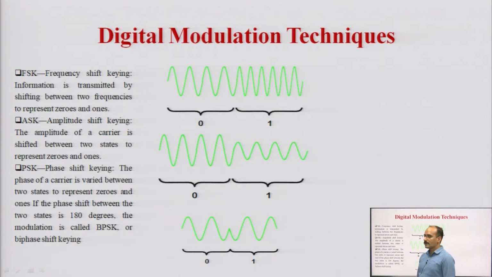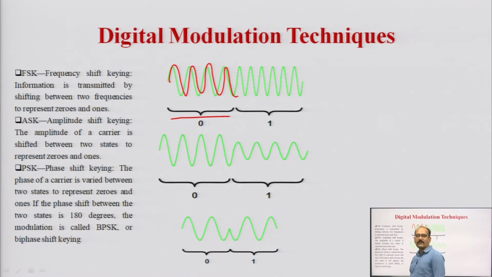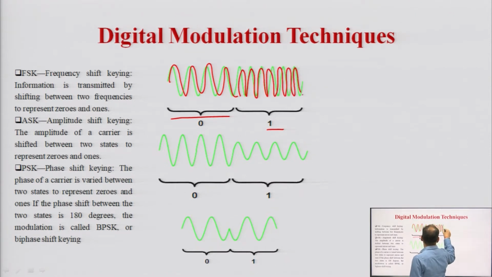When you are talking about FSK, that is frequency shift keying, you can see that as the bits are changing, meaning you are using 1 or you are using 0, for the 0 this is the signal and its frequency is low, but when we are talking about 1, its frequency is high because the number of cycles per unit time is high.